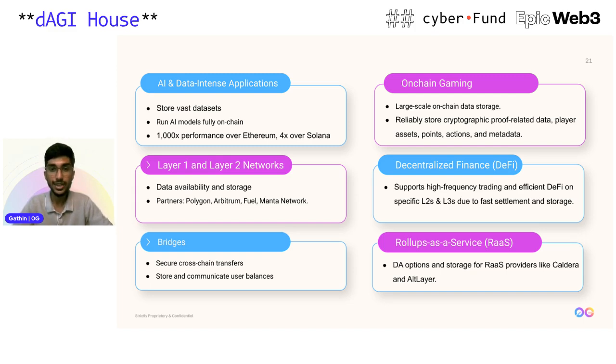Next is decentralized finance. We support high frequency trading and efficient DeFi on specific L2s and L3s due to fast settlement and storage. Because of our faster transactions, we can get approximately to real time, so that you could bring all the DeFi applications and markets on chain using 0G because of its faster execution, the storage availability, and the faster settlement rate.